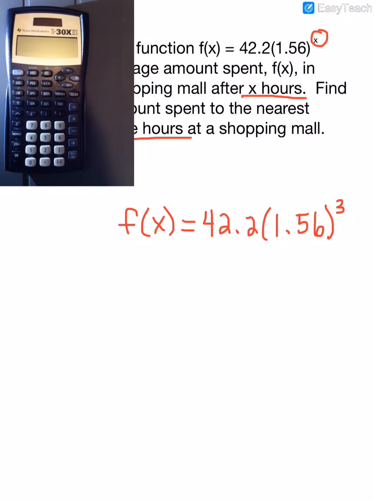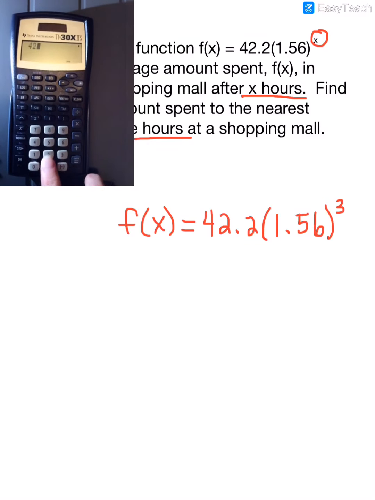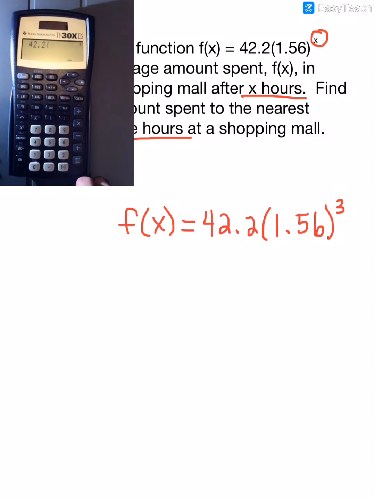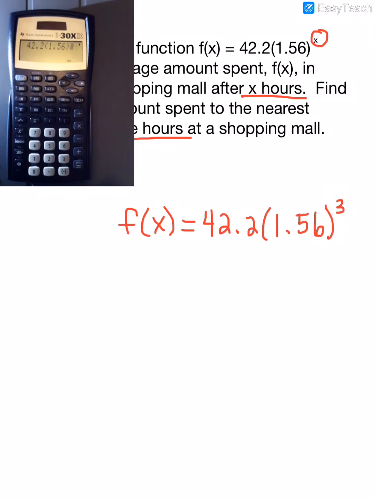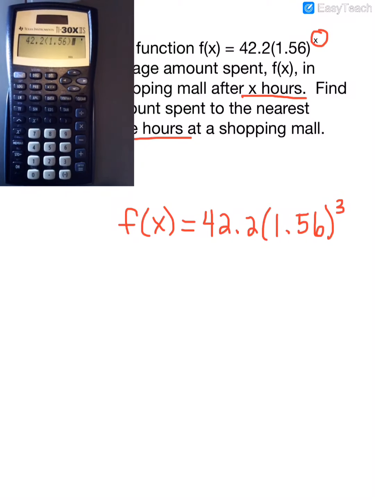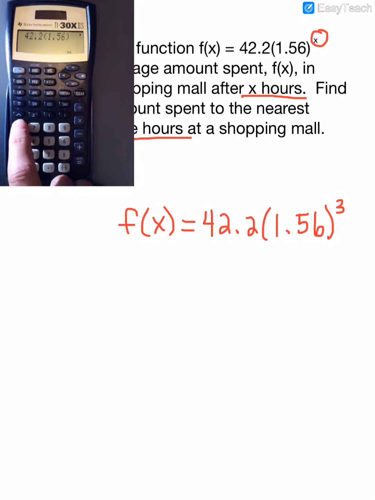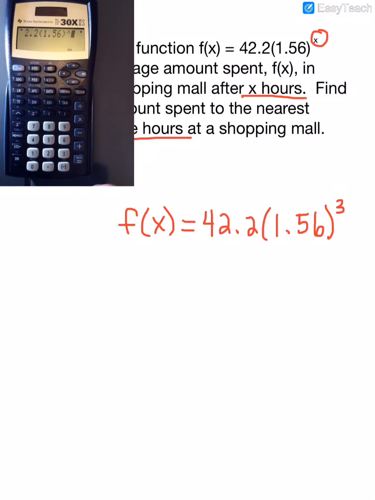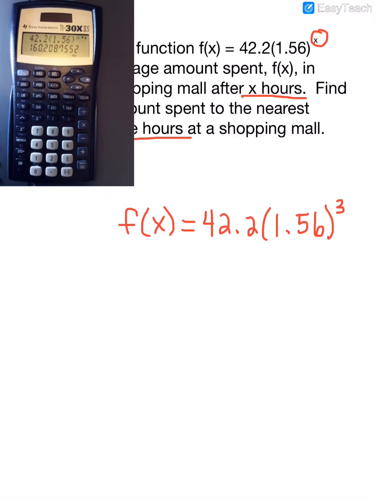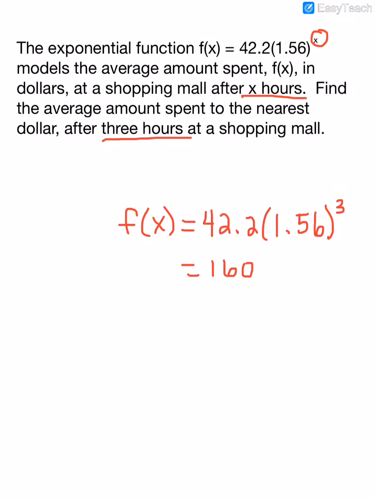Now we're going to do the same thing with the TI-30 XIIS. All right, so we type in 42.2, then we open our parentheses, 1.56, close your parenthesis, and then to raise a number to a power on this calculator, we use what's called the caret key. So the caret key looks like an arrow pointing up, and it's this little key right here. So we press that key, and then that raises our number to a power, and we're going to raise it to the third power and hit enter. And we get the same answer, $160. So the average amount spent at a shopping mall after 3 hours is $160.